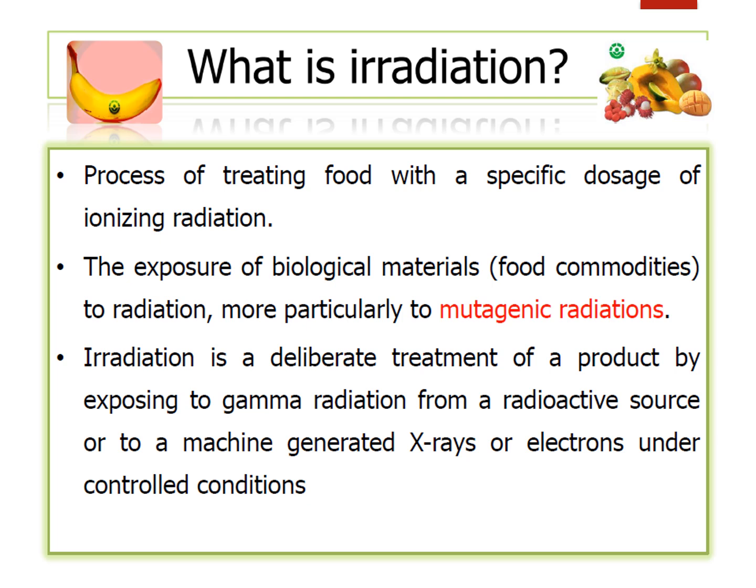Irradiation is a deliberate treatment of a product by exposing it to gamma radiation from a radioactive source or to machine-generated X-rays or electrons under controlled conditions. So, what do we understand here? What are the sources used for irradiation purpose? X-rays, gamma rays, and electron beams.